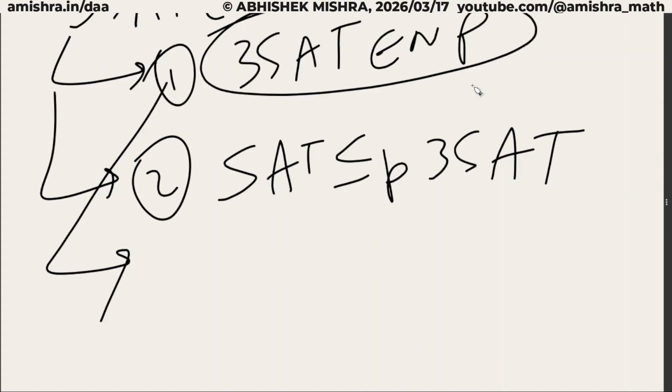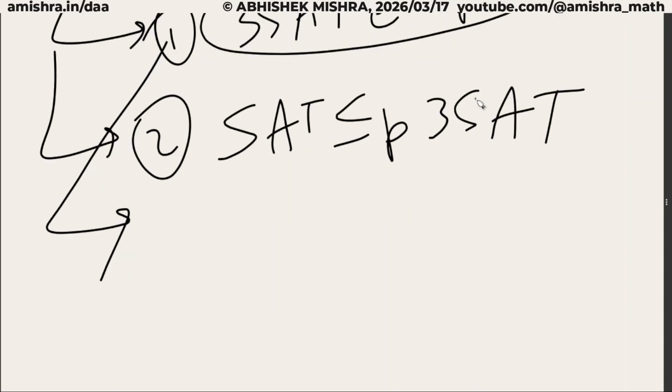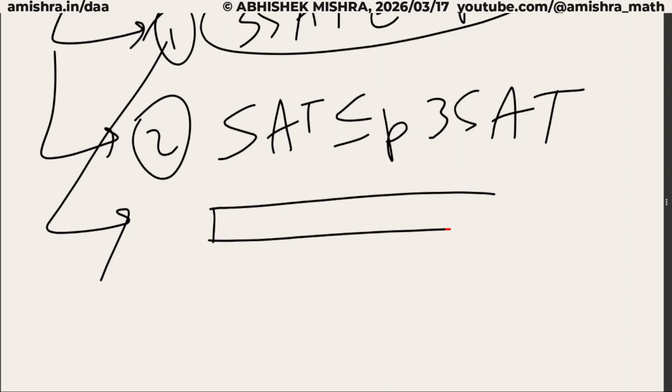So here we have to design a polynomial time algorithm, a non-deterministic Turing machine that can accept 3-SAT. So here also the idea is very simple. Suppose we have a Turing machine and input a formula phi is given having n variables x1 up to xn.